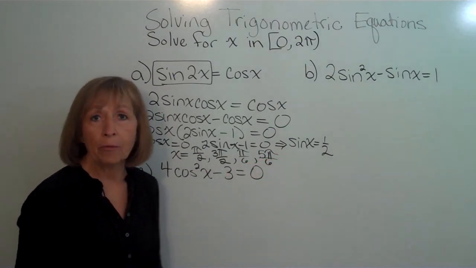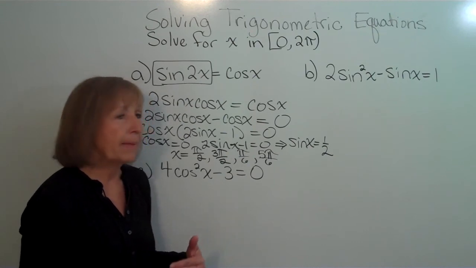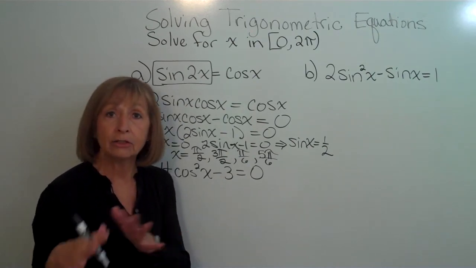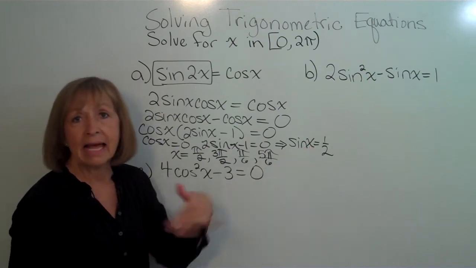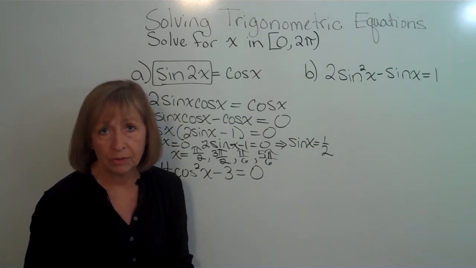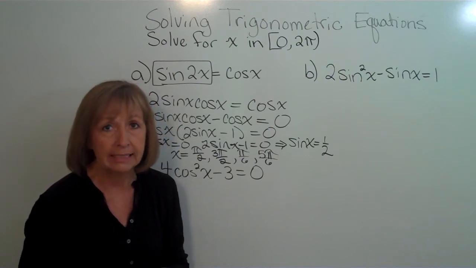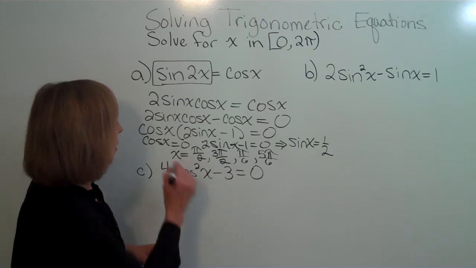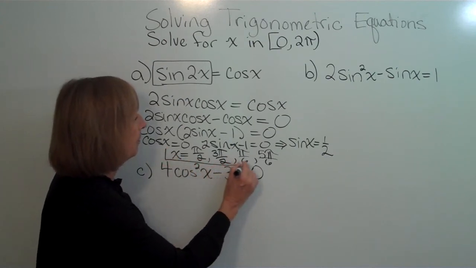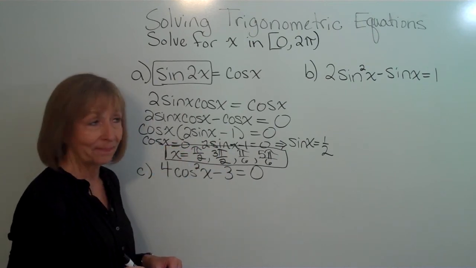And if you'd like, if you learned how to find your trig ratios by looking at the unit circle, you can read that backwards, remembering that the sine of the angle is the y-coordinate on your unit circle and the cosine of the angle is the x-coordinate on the unit circle. So for our first one, our values are pi over 2, 3 pi over 2, pi over 6, and 5 pi over 6.